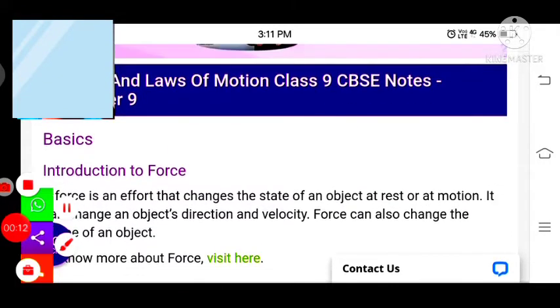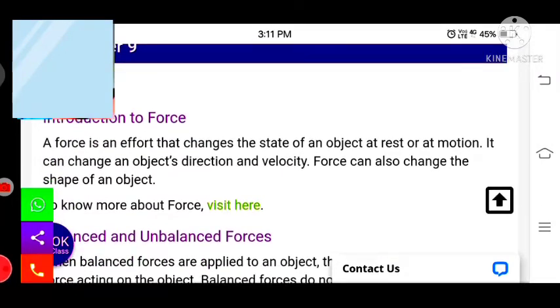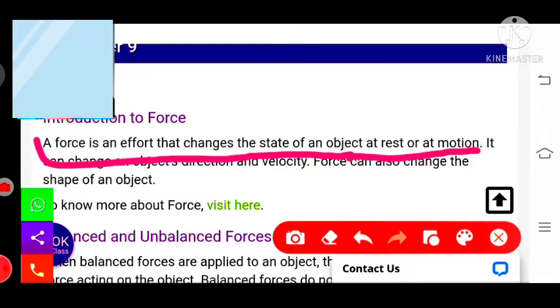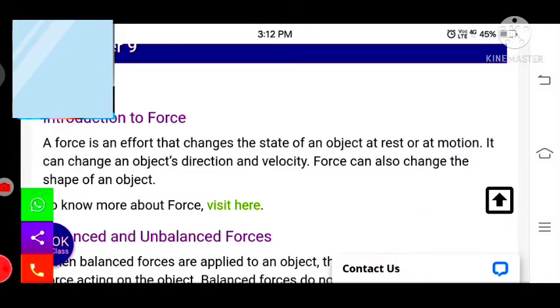So first, introduction of force. What is force? Now firstly we discuss what is force. A force is an effort. Force is an effort that changes the state of an object at rest or in motion. It can change an object's direction and velocity. Force can also change the shape of the object. So basically, force is an effort that can change the state of an object.